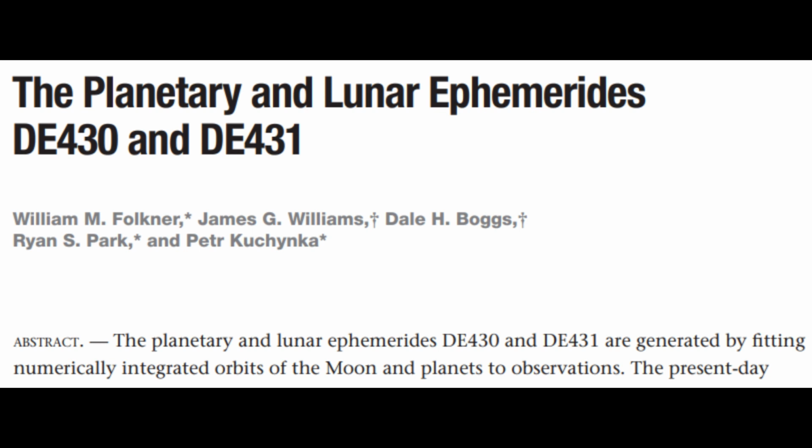Shane or his followers may try to point out the first sentence in one of the papers, where it states, "The planetary and lunar ephemerides DE430 and DE431 are generated by fitting numerically integrated orbits of the moon and planets to observations." They could use this to say that even JPL's ephemeris is based on observations, and therefore you couldn't say if it truly used the heliocentric model.